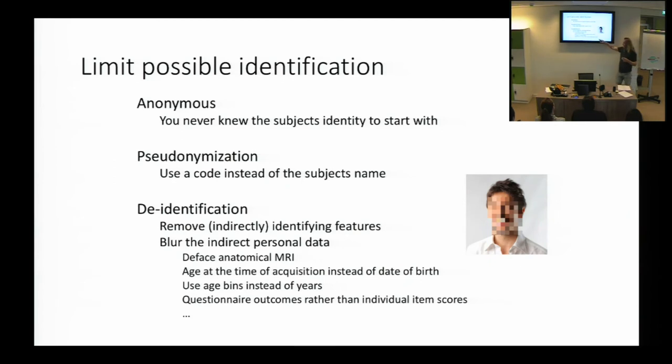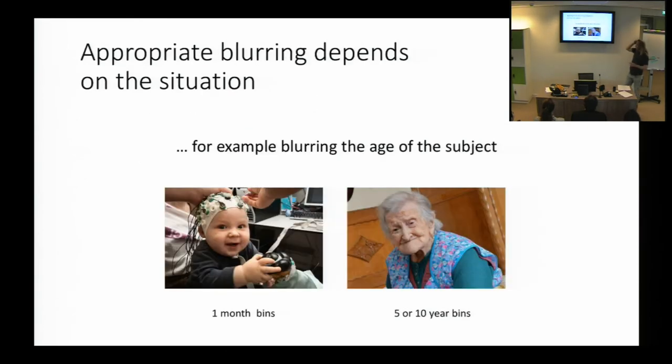Because that's also something like, if you do an IQ test and you just have all the answers, pretty much, if it's a good IQ test, the subject would probably give the same answer the next time he would do the test. So that basically means that also a pattern of answers on a questionnaire could be identifying. Whereas if you provide the summary outcome of that questionnaire, you cannot identify a subject anymore. And of course, appropriate blurring depends on the situation.